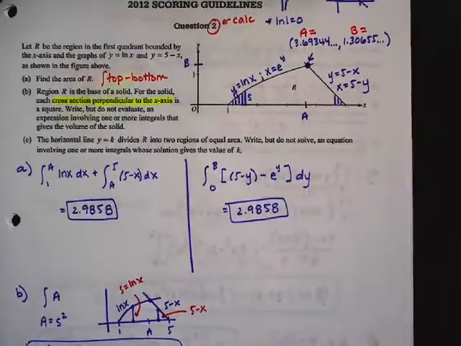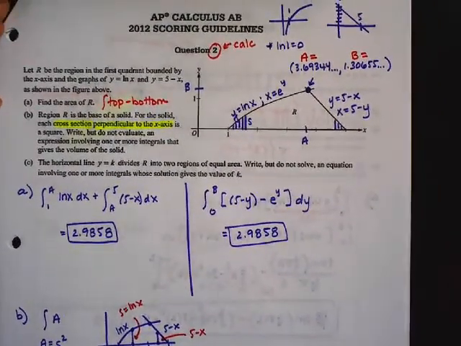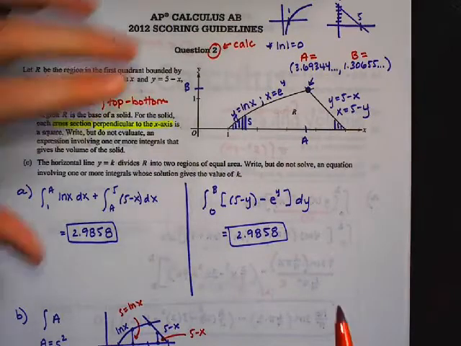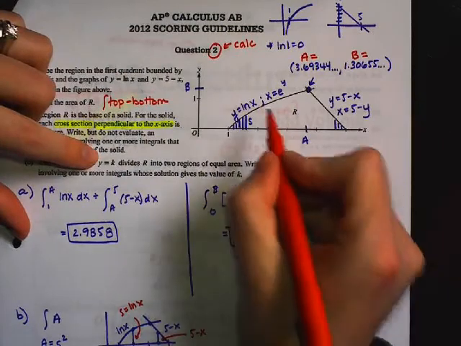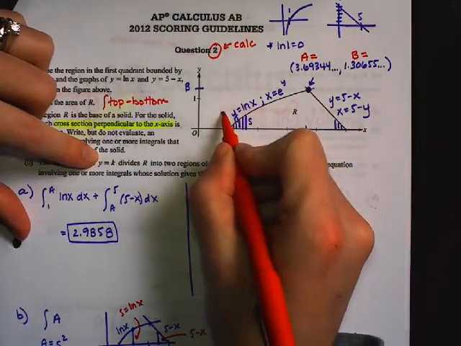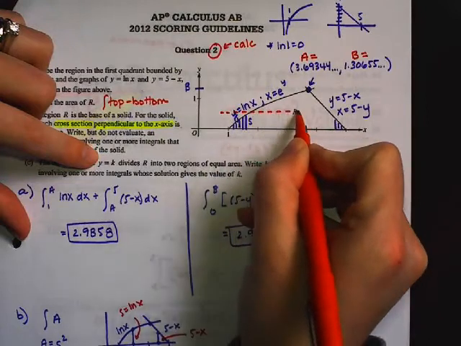Part C says the horizontal line y equals k divides R into two regions of equal area, right? But do not solve an equation involving one or more integrals whose solution gives the value of k. So notice it says there's a line y equals k that divides this section into regions of equal area. So I'm going to just draw on this line real fast.